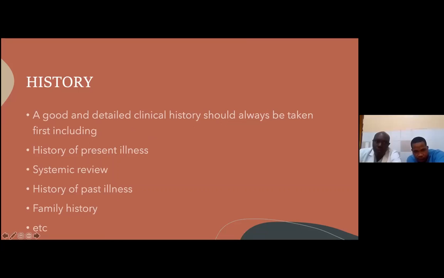So usually for every clinical condition, you need a good history. A good and detailed history is very important, and it runs throughout medicine. So we take the history of present illness, systemic review, history of past illness, family history, etc. I know all of you know about history taking, so we are not going into it much. This is just an overview. You need to take a good history.